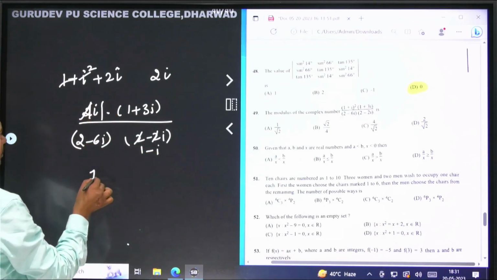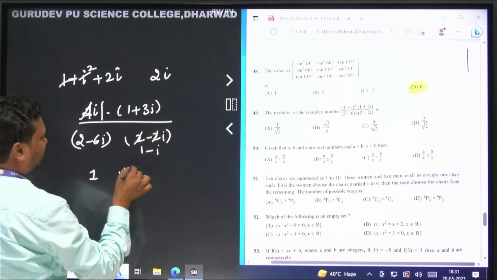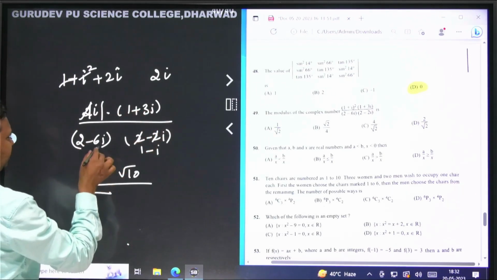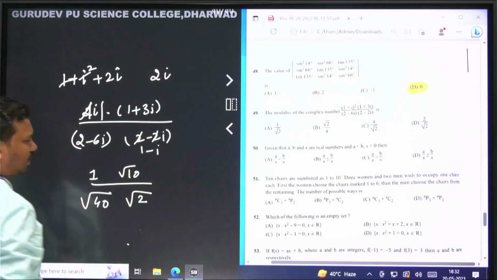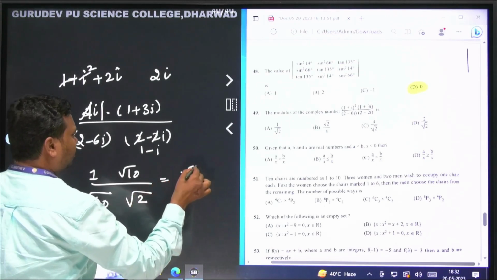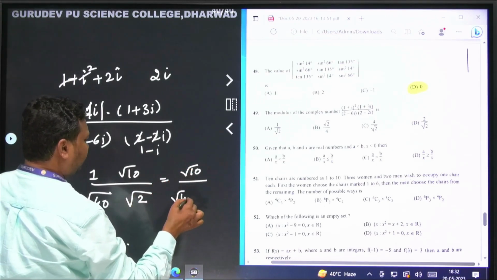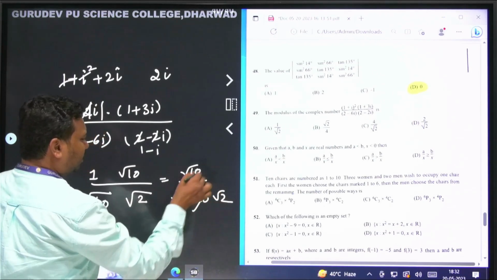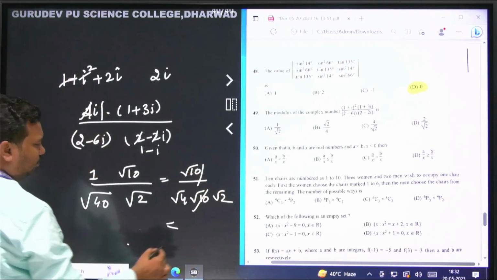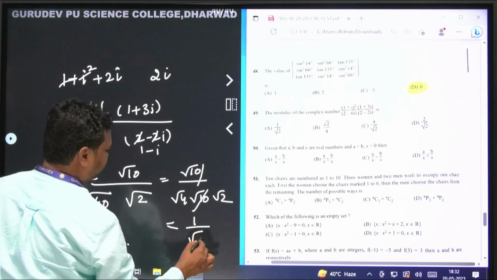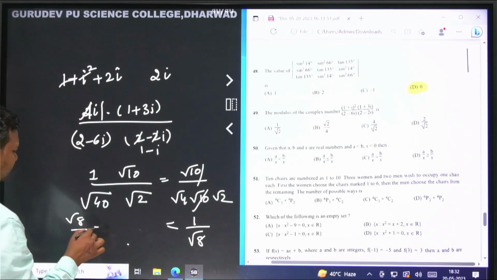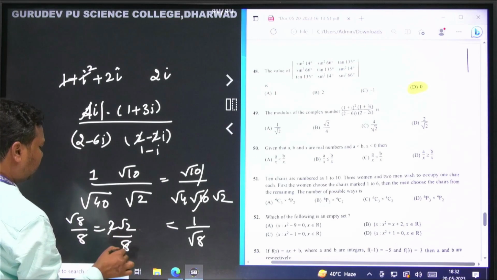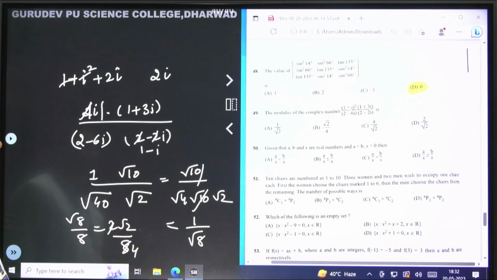That is 1. Then the modulus of this is 9 plus 1, root 10. The modulus of this is 36 plus 4, 40. Then the modulus of this is root 2. Okay, so I think here you can cancel this. Root 10 cancels, because you can write 4 into root 10, root 2. So root 2 cancels. We'll get 1 divided by root 8. So 1 divided by root 8, which you can write as root 8 divided by 8. That will become 2 root 2 divided by 8. 2 ones are 2, 2 fours are 4, so root 2 divided by 4. I think we are getting root 2 divided by 4 here.